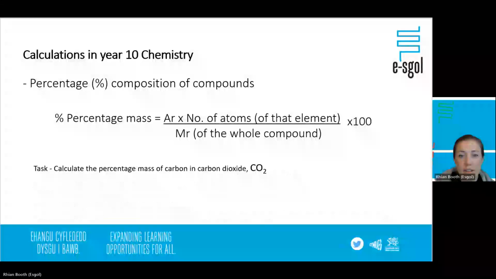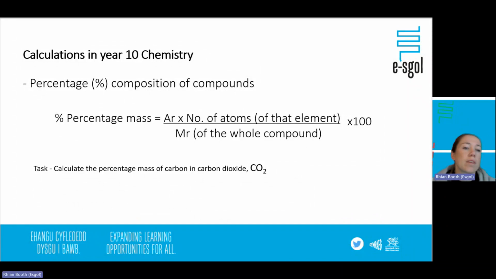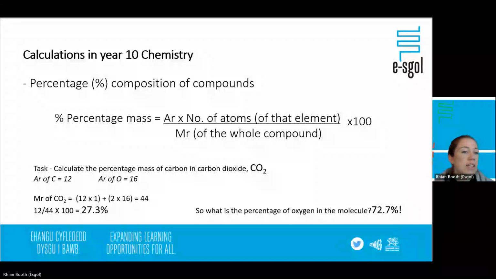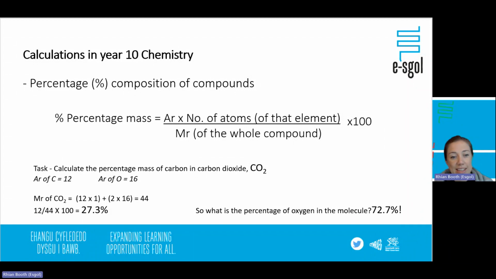Okay, so let's try this next one then. Calculate the percentage mass of carbon in carbon dioxide. Okay, so have a little go at that. Do you remember the Ars for carbon and oxygen by now? Do you know those off by heart? Okay, let's have a look then. So the Ar of carbon is 12 and the Ar of oxygen is 16. Well done if you got those.